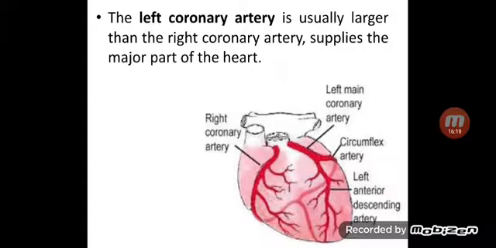It runs forward. On the right side, it runs between the pulmonary trunk and the right auricle. This left coronary runs between the pulmonary trunk and the left auricle. When it enters the atrioventricular groove, it divides into the anterior interventricular branch and the circumflex branch. Anterior interventricular and circumflex. Okay, now let's discuss the branches. What are the branches of the left coronary artery?